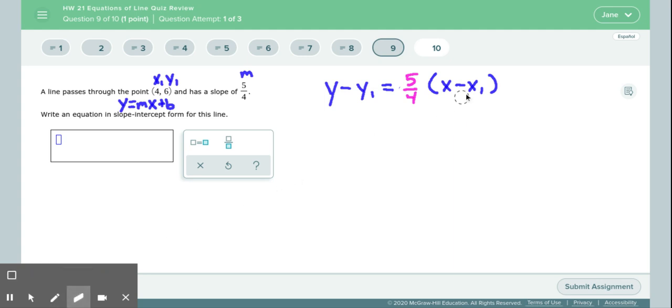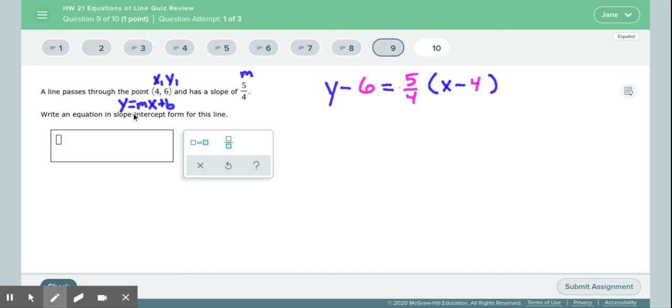And then I'm going to erase x1 and replace it with what I labeled as x1, which was 4. And then I erase y1 to replace it with 6. So if it is asked for the equation, if it just asked for an equation of a line, this would work. If it asks for it in point-slope form, this would work.